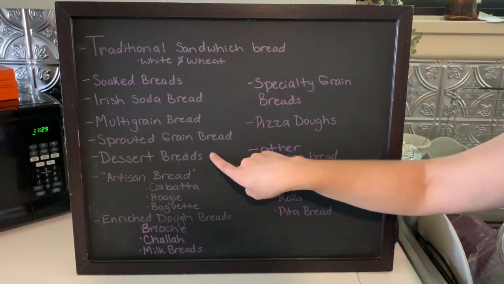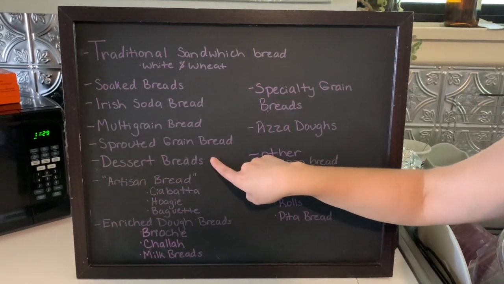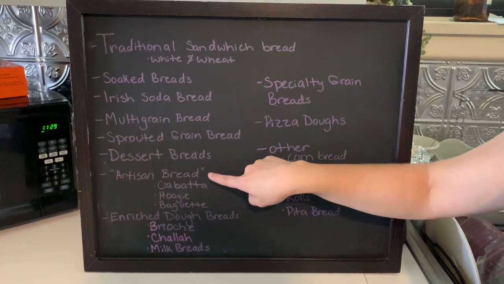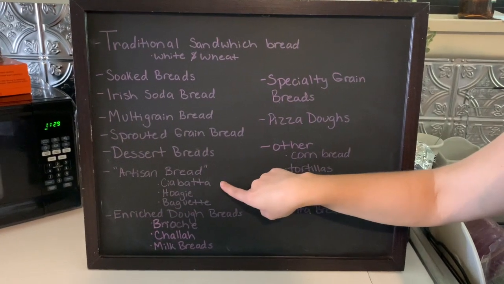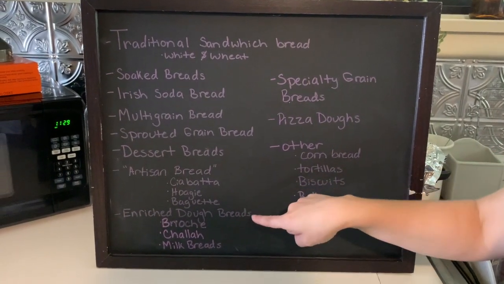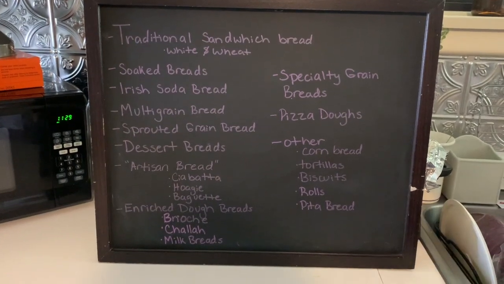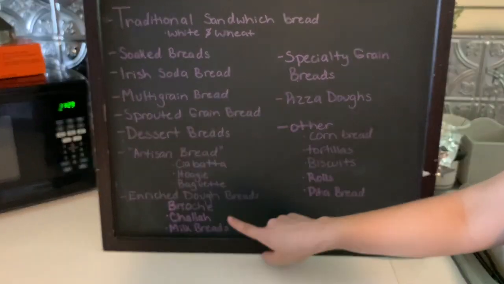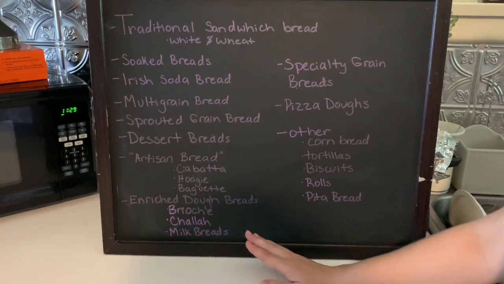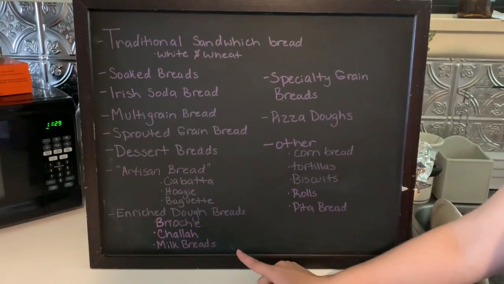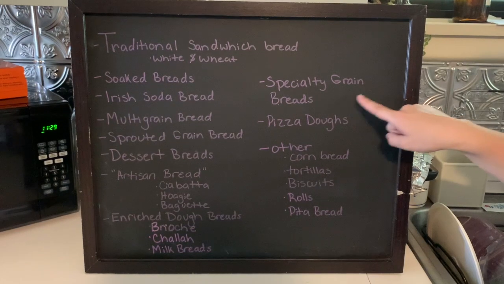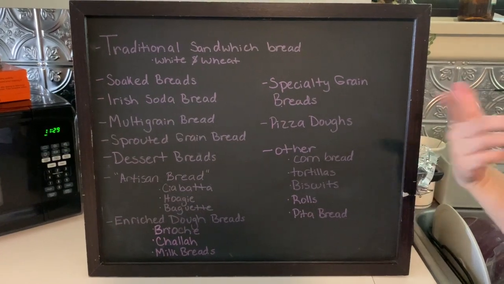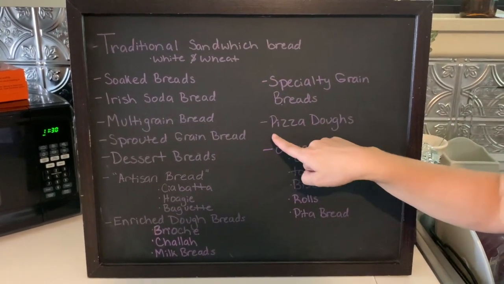Dessert breads, this can include cinnamon rolls, banana bread, and different breads like that. Something that includes sugar. Our artisan breads include ciabattas, hoagies, baguettes, Italian breads, and different breads of that nature. Our enriched dough breads, such as brioche, challah bread, and other milk breads, usually include eggs and milk to enrich the dough. We have specialty grain breads to include einkorn, spelt, rye, and other breads, including hard wheat and soft wheat. We can do pizza doughs.